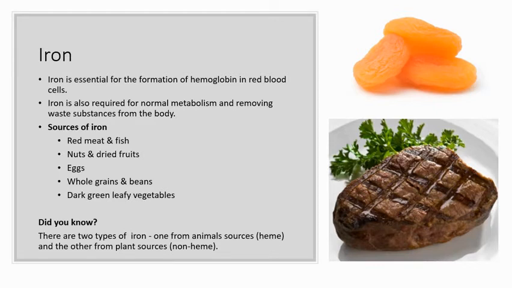Iron, as you probably know, is essential for the formation of hemoglobin in your red blood cells. And hemoglobin is the protein that actually carries the oxygen through your body. It's also required for normal metabolism and removing some waste substances from your body. Sources of iron, people tend to know about red meat. Also, liver is a really good source of iron. There are also plant sources of iron, such as nuts and dried fruits, whole grains and beans, and of course, dark green leafy vegetables.